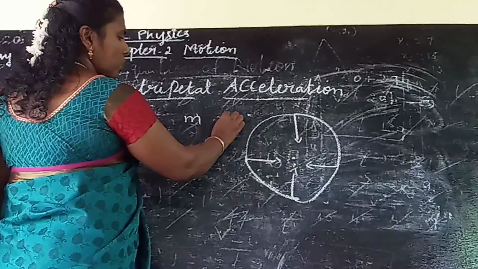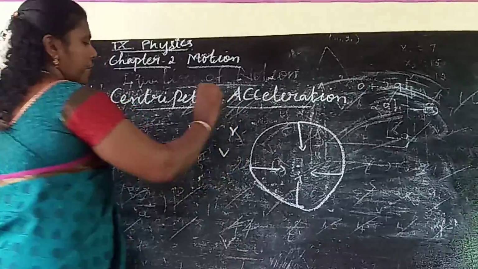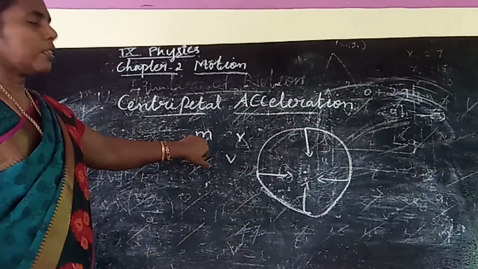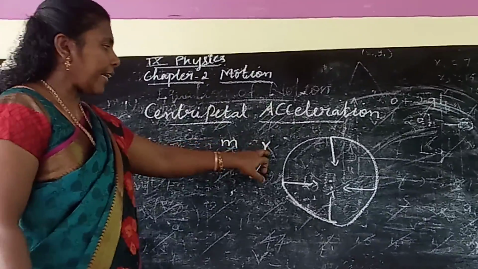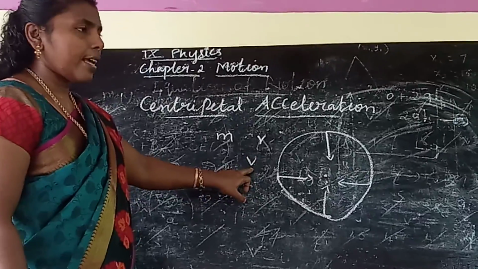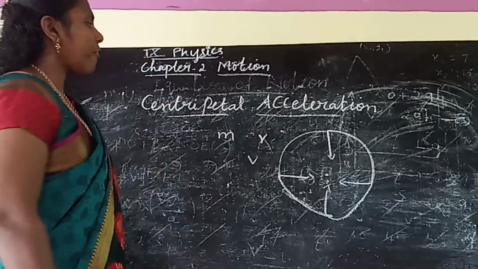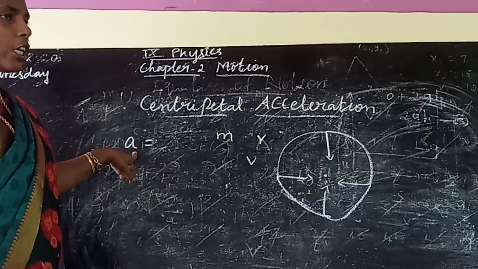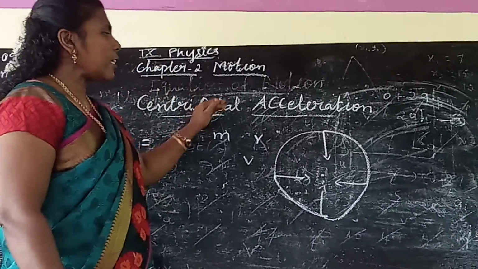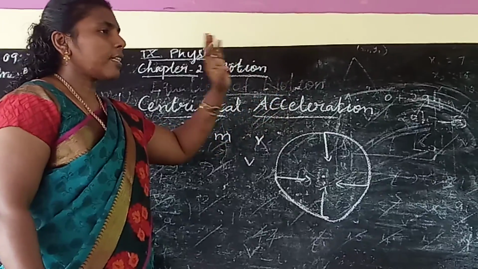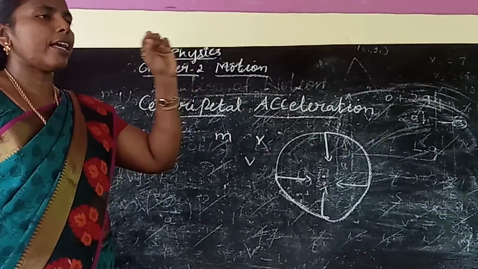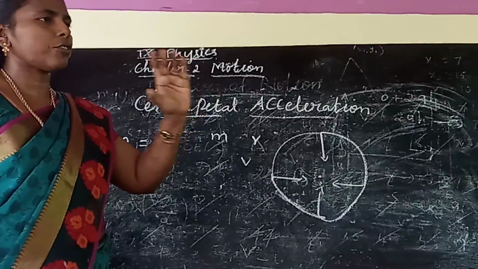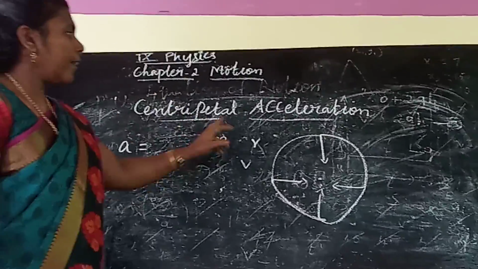and the radius r, and velocity v. So let us consider the mass m, the radius r and the velocity v. Now we can find the acceleration, denoted by the letter a. So here, centripetal acceleration. Acceleration, all of you know, is change in velocity divided by time, or rate of change of velocity.